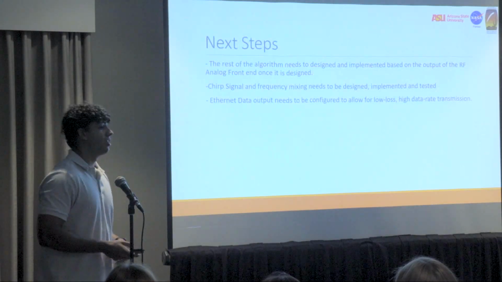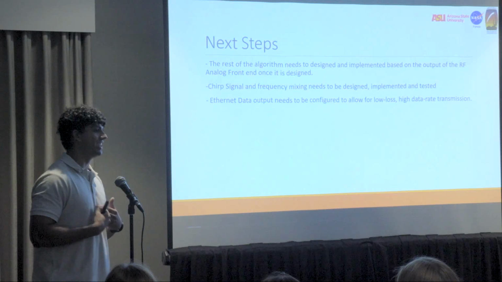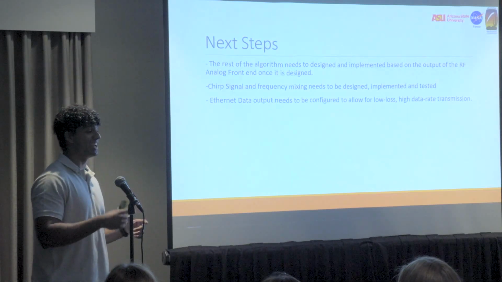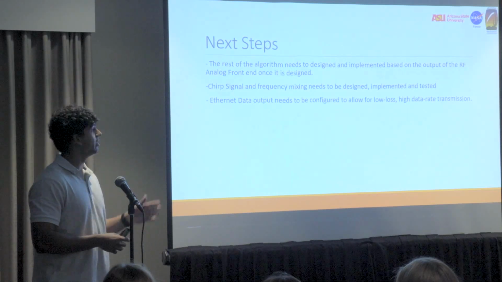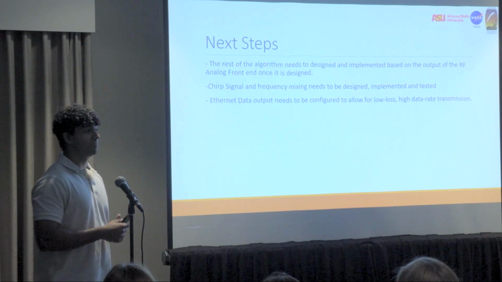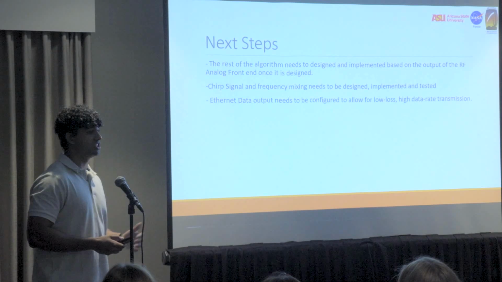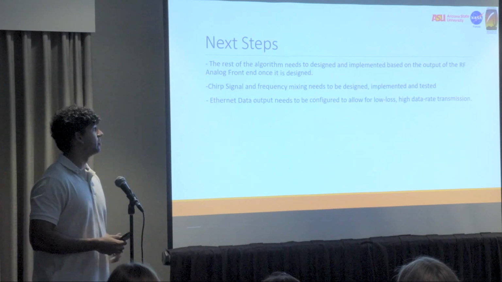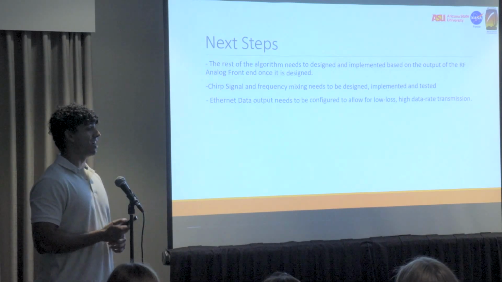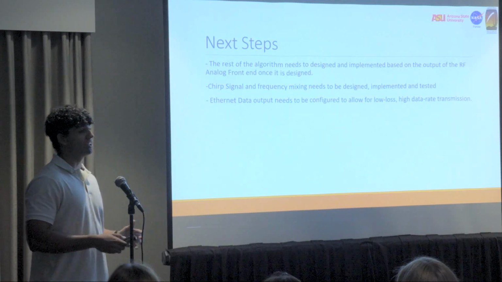The next steps are essentially that I have to wait a lot because the RF front end needs to be designed and I do a lot of testing with that RF front end. But once that is designed, I can do testing and modify the algorithm. And then the chirp signal and frequency mixing also need to be designed, which again will be done after the fact. Right now, I'm working on the Ethernet data output and transmitting that as quickly and with as low loss as possible.